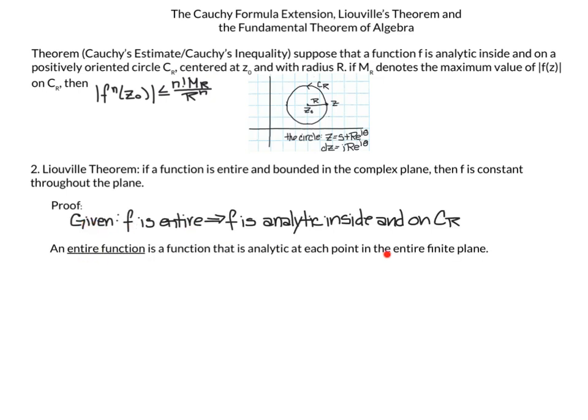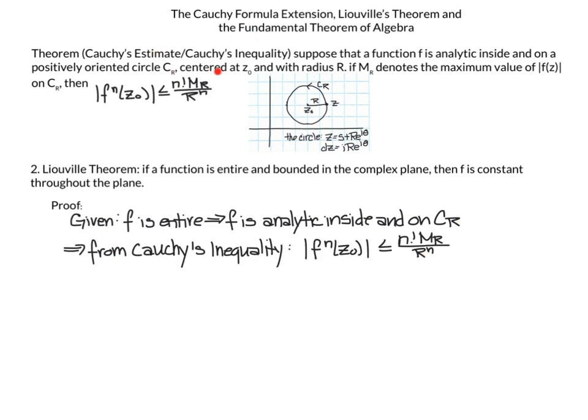f is entire, and here I wrote the definition of entire, that a function is analytic at each point in the entire finite plane. So since it's entire, it's analytic inside and on any closed curve C of radius r. Then from Cauchy's inequality that I have written here for your reference, the absolute value of the nth derivative at z naught is less than or equal to n factorial M, which is the maximum value of the magnitude of f of z on our curve C_R, divided by r to the n, r being the radius of our circle. If we let n equal 1, that means the first derivative evaluated at z naught, taking the magnitude, is less than or equal to, here n is equal to 1, so we have M_R over r.